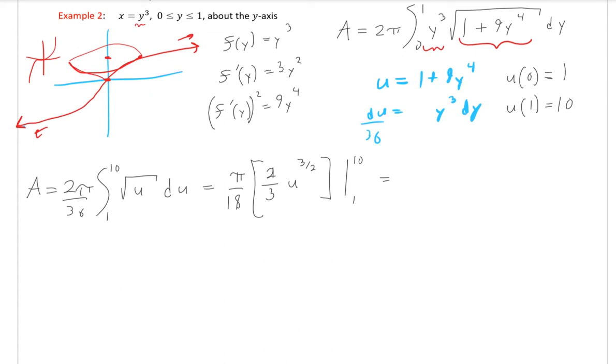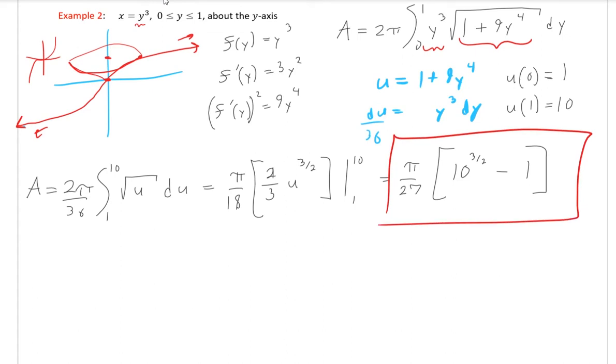The 2 and the 18 will cancel to make 9, and 9 times 3 is 27, so we have pi over 27. We plug in 10, so we have 10 to the 3 halves, and then minus 1 to the 3 halves is 1. So we get another answer that's kind of like the previous one. And that's all she wrote.